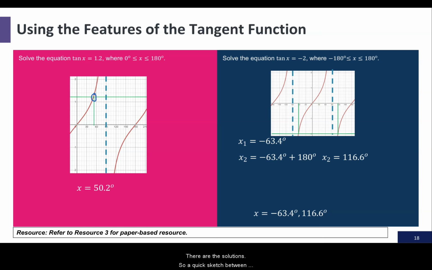There are the solutions. So a quick sketch between minus 180 and 180. Make sure you're aware of where the asymptotes are. The first one is from the calculator, and if I add 180, it gives me the second one there. And there are my two solutions.